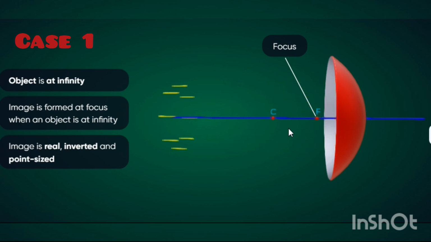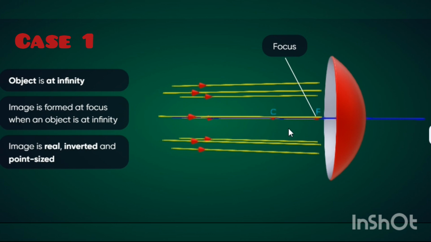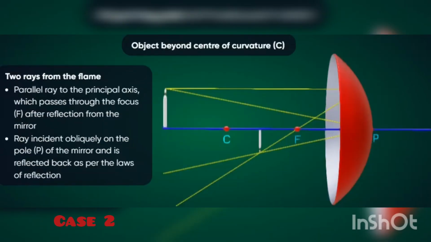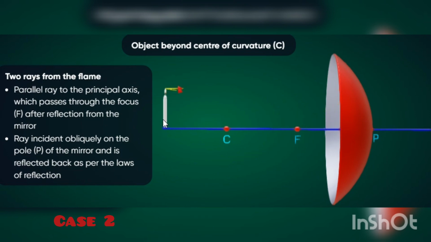Now, what is a real image? A real image is formed when the light rays coming from an object actually meet at a point after reflection from the mirror. The second case is object is placed beyond center of curvature. So you can see the object is placed at a point far away from C.